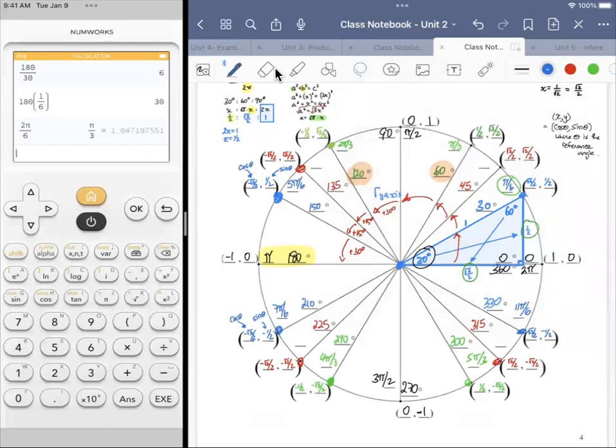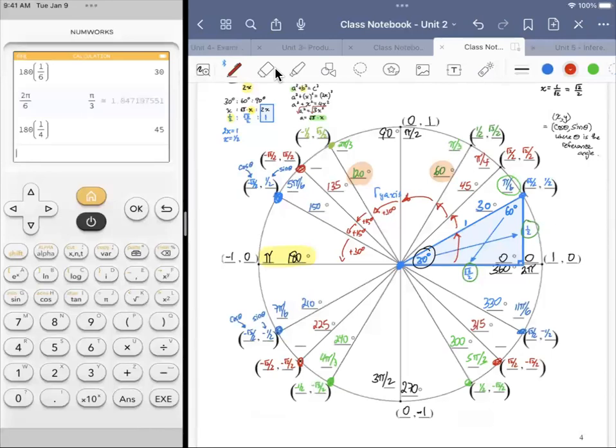Now 45, so now we're going back to the 45s. 45 is equivalent to a quarter of 180. So if I take 180, let me use parens here, multiply by 1/4, I'll get 45. 180 is valued at pi radians, so a quarter of pi, pi over 4, would be the radian measure for that.